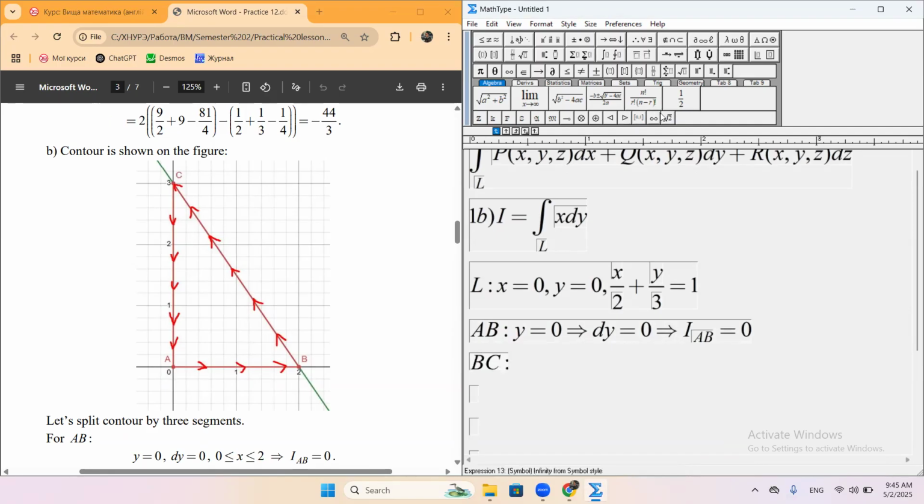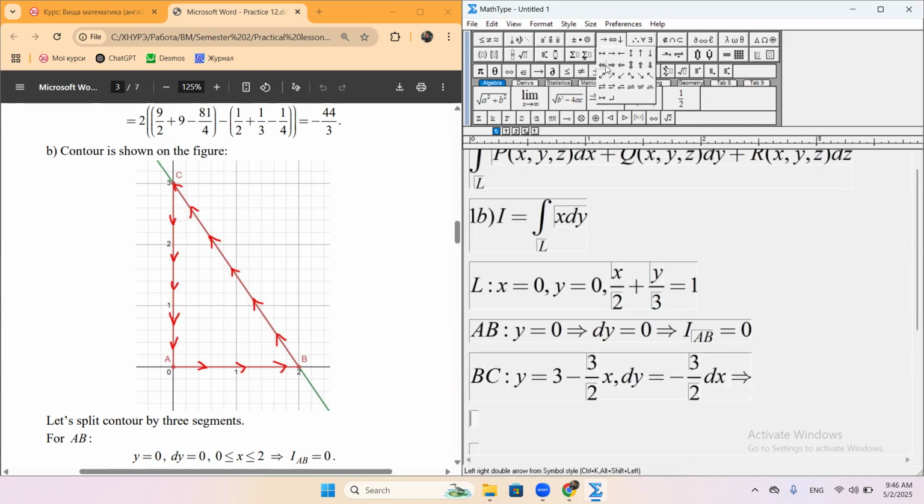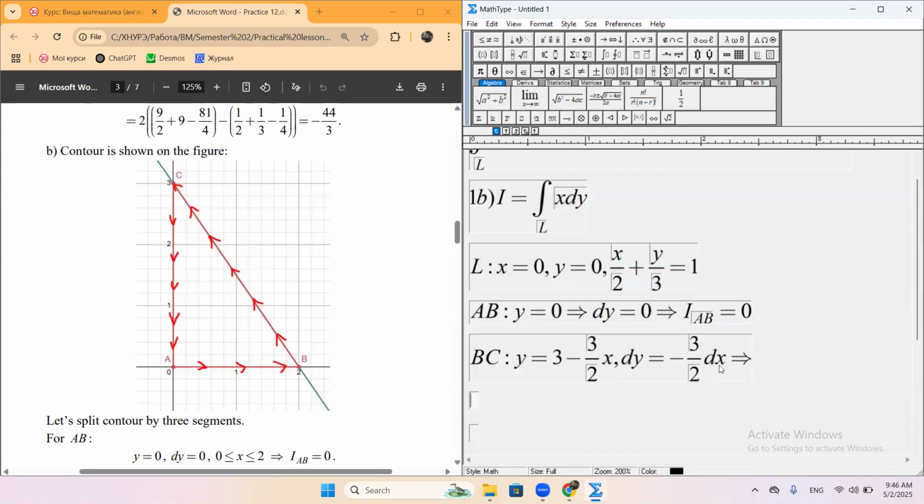For BC, let's express y explicitly from this equation. So y will be equal to 3 minus 3 over 2 x. And then dy equals minus 3 over 2 dx. So the integral will be the following. And by the way, limits of integration: x changes from 0 to 2, but we have to pay attention to the direction.